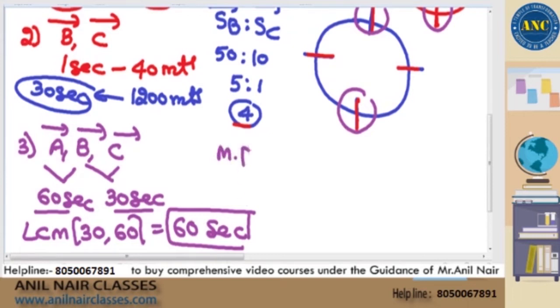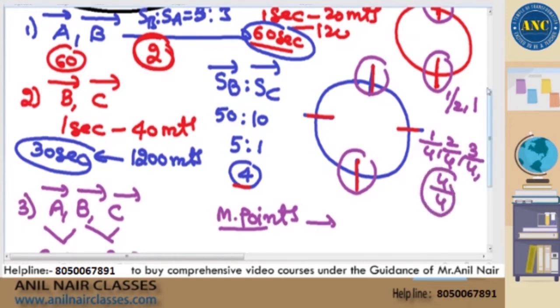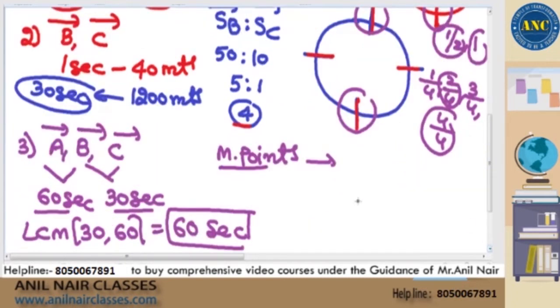How many meeting points are there? First time I got 2. Second time I got 4. This is half and 1. This is 1/4, this is 2/4, this is 3/4, and this is 4/4. This is common and this is also common. So how many distinct meeting points are there?